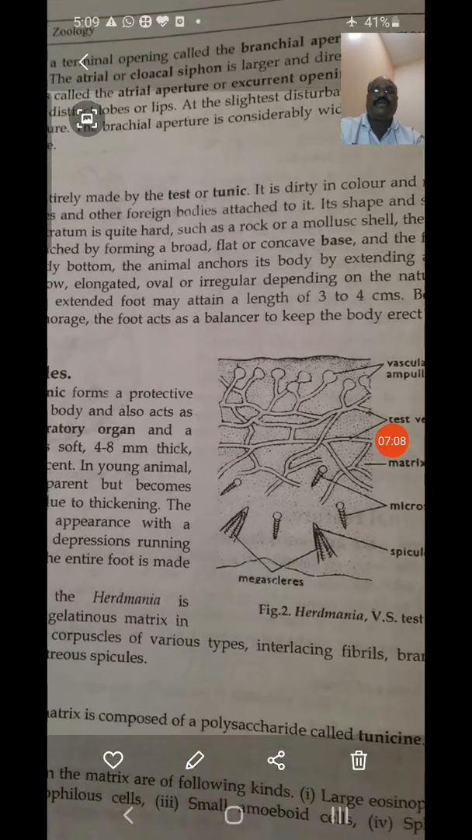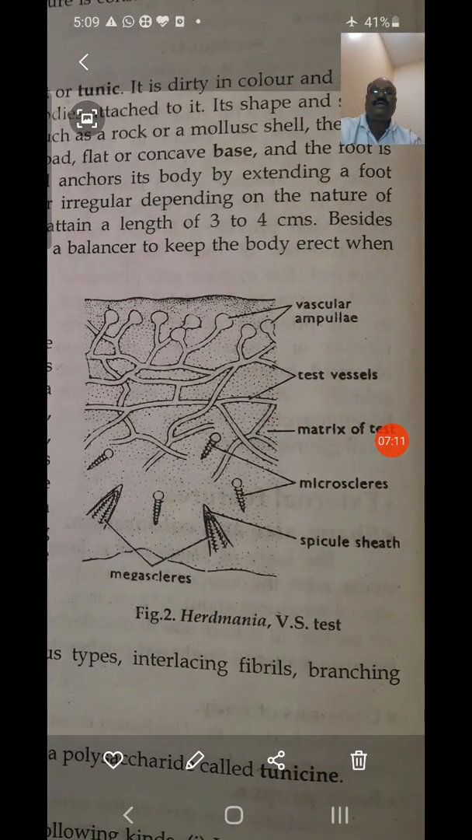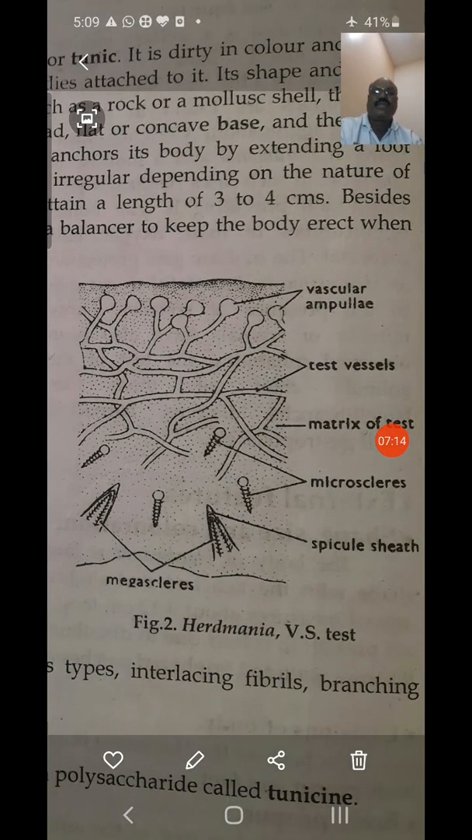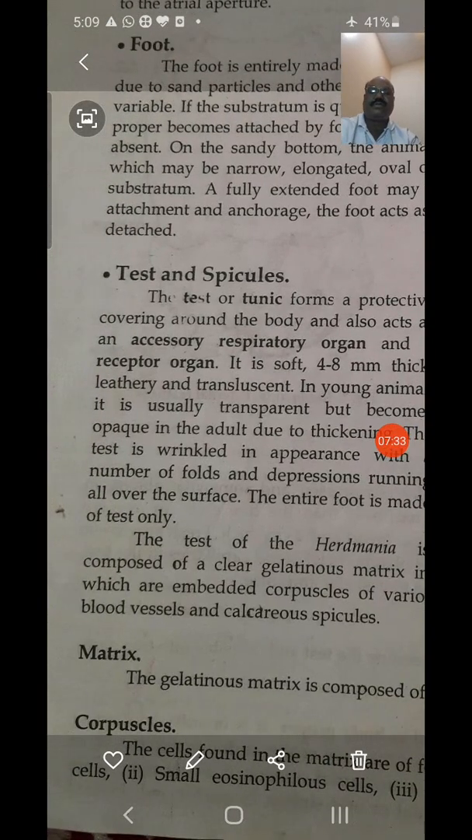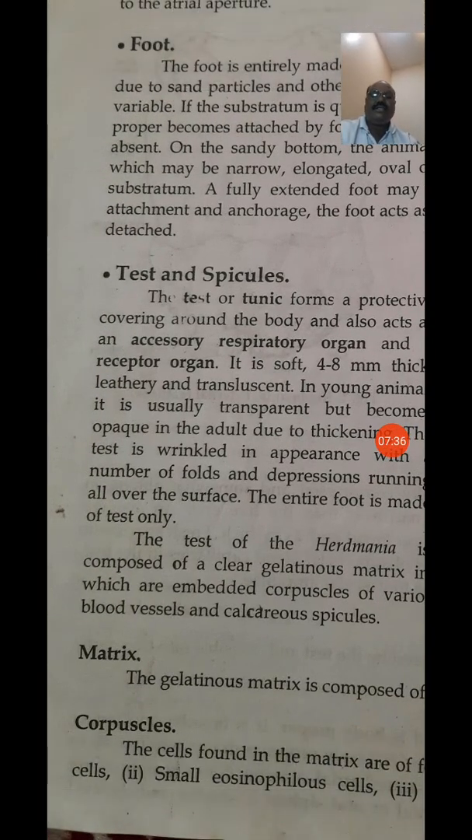See here, the test of the Herdmania is composed of a clear gelatinous matrix in which are embedded corpuscles of various types, then interlacing fibrils, branching blood vessels, and calcareous spicules. See the diagram on the screen. This is the vertical section of the test of the Herdmania. Here you can see the blood corpuscles, test vessels, matrix, then megascleres and microscleres and spicules. Now it is a protective covering. So here we study one by one: the matrix, then corpuscles.